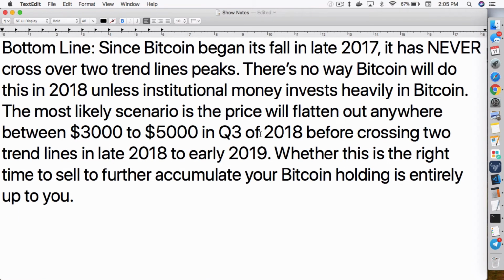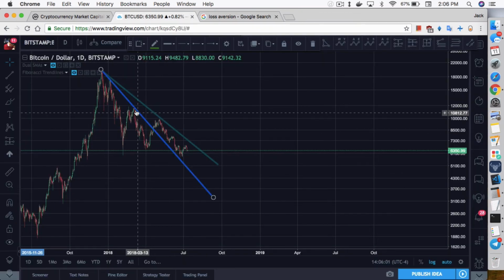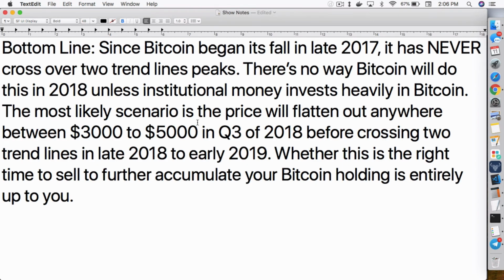Since Bitcoin began its fall in late 2017, it has never crossed over 2 trendline peaks. So again, just to remind you guys, it hasn't crossed over more than once. It crossed once, and that's it, it fell back down. There's no way Bitcoin will do this in 2018 unless institutional money invests heavily in Bitcoin. The most likely scenario is the price will flatten out anywhere between 3,000 to 5,000 in Q3 of 2018 before crossing two trend lines in 2018 to early 2019. And this is probably still an early estimate.